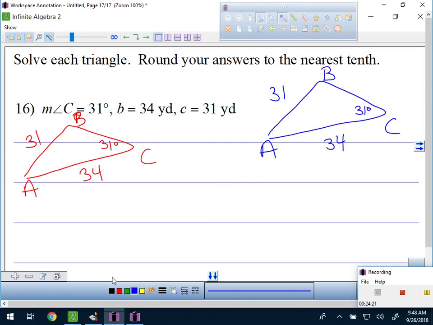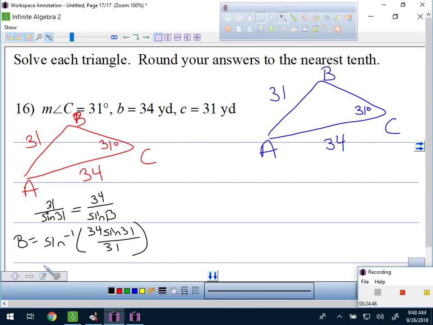Well, in red, I'm going to go ahead and solve this. In red, I have to find angle B, because in order to use law of sines, I got to do that. So I'm going to do 31 over sine of 31 equals 34 over sine of B, because I'm trying to find an angle. I know I'm going to do inverse, so here's what I would have. I'd have sine inverse of 34 sine of 31 over 31.